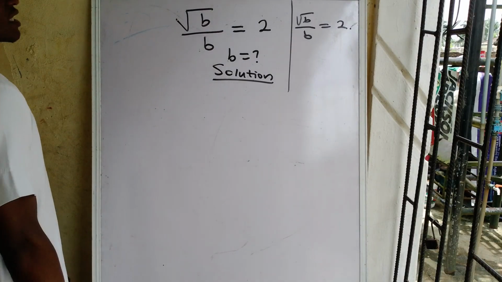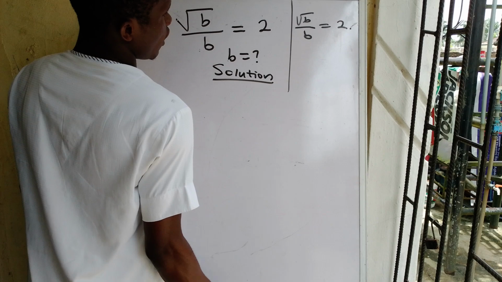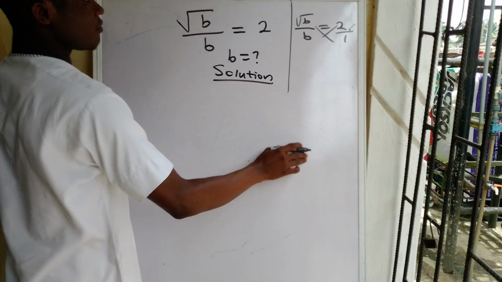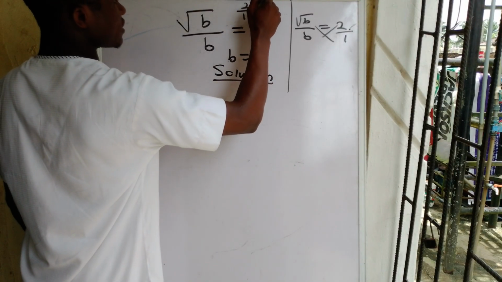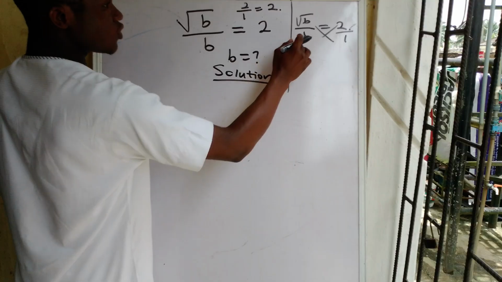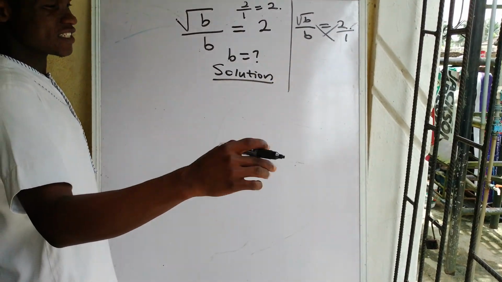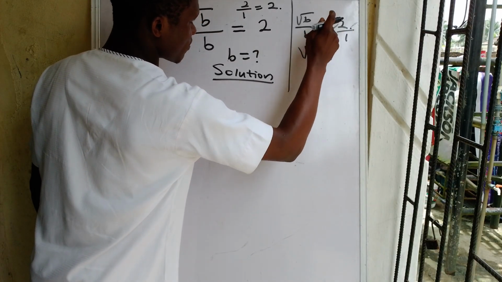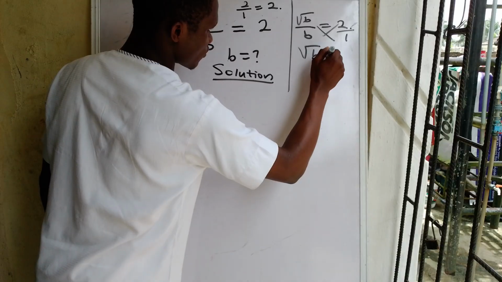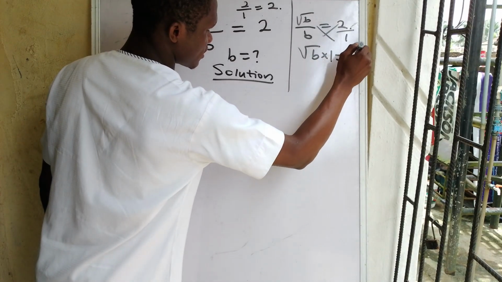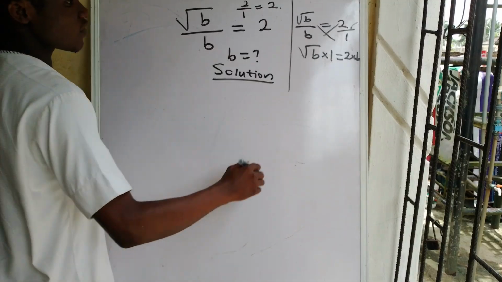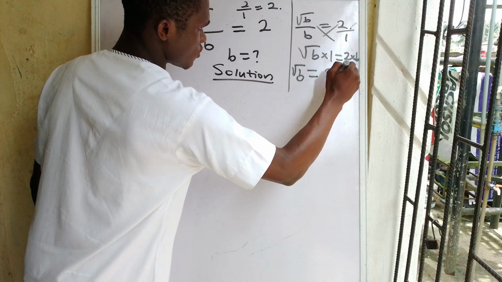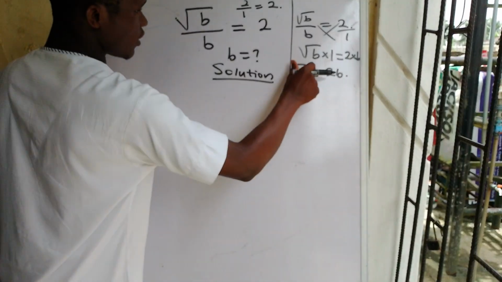Having this, what are we simply going to do? We'll simply cross multiply. So we are also having this to be divided by 1. Remember, 2 divided by 1 is still the same thing as 2. So if we put divide by 1, nothing changes, it still remains the same. So if we cross multiply, we're having root b times 1 equals 2 times b. So from here we're having root b is equal to 2b.